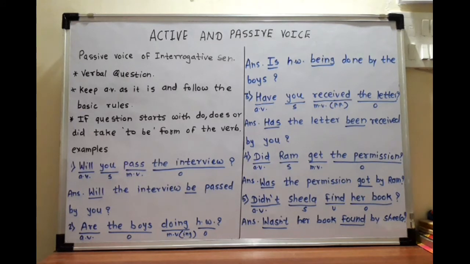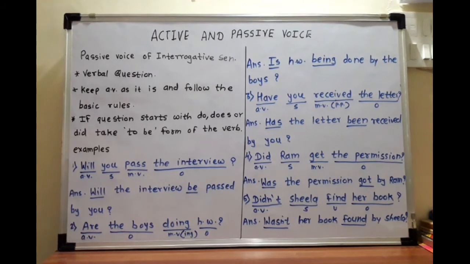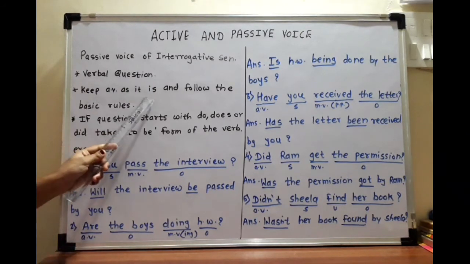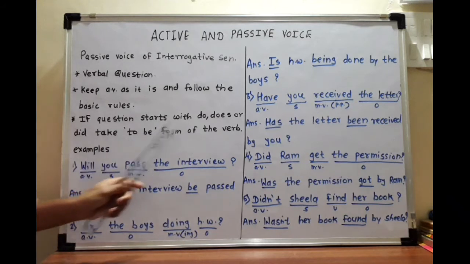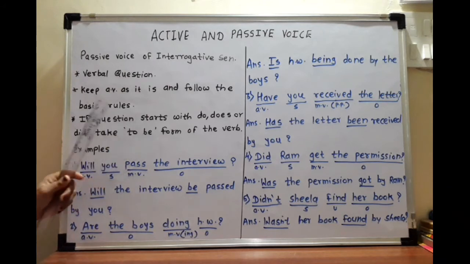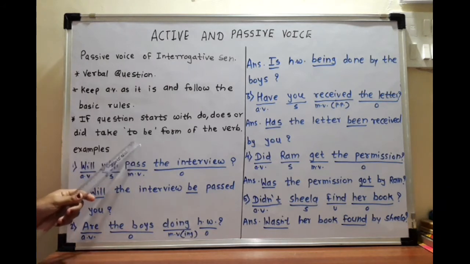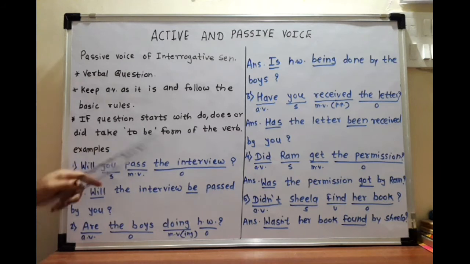You know the basic rules. The same basic rules you have to follow, and the rules of continuous tense, perfect tense, etc. The same rules you have to follow. Only, you have to keep the question a question. Let's go through the rules. Verbal question: keep the auxiliary verb as it is and follow the basic rules. The same auxiliary verb you have to keep in the sentence. And if the question starts with do, does or did, take the to be form of the verb. Only what you have to keep in mind is, if the question starts with do, does, did, just take the to be form of it and follow the basic rules.